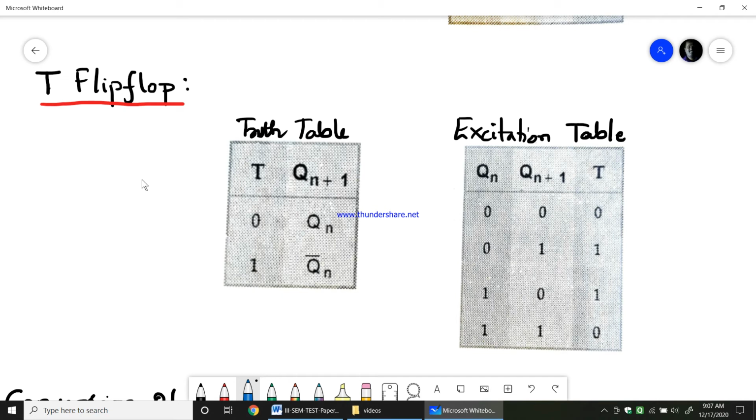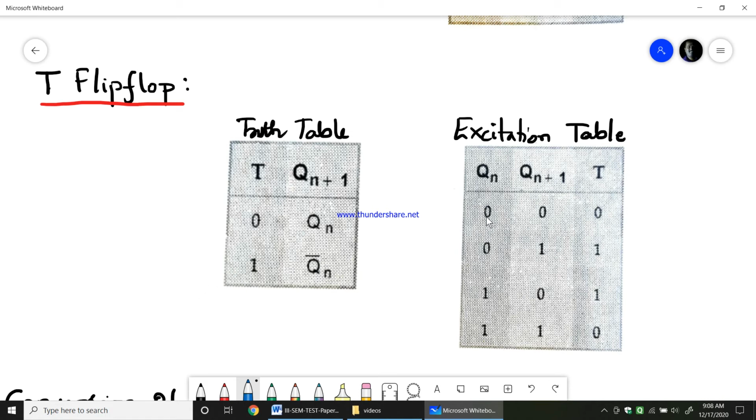So here in T flip-flop, when T is 0, the next state remains unchanged. Okay, when T is 0, the next state remains unchanged. So if Qn is 0, Qn plus 1 is also 0. If Qn is 1, Qn plus 1 is also 1. That is what happens when T equals 0. Whereas when T is 1, the output will toggle. It means if Qn is 0, then Qn plus 1 will become 1. And if Qn is 1, Qn plus 1 will become 0.